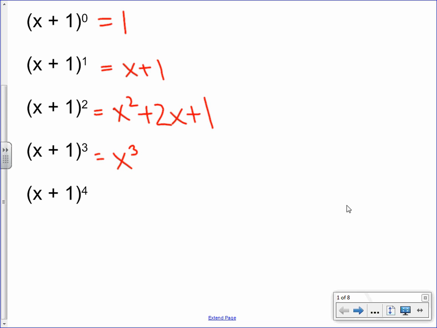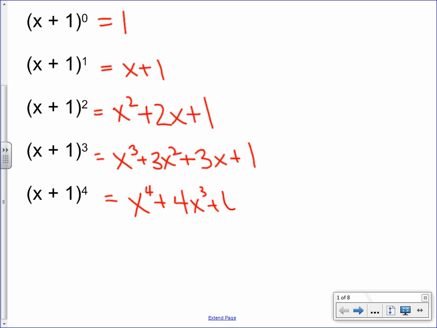X to the third plus 3x squared plus 3x plus 1. Someone from pod 6. X plus 1 the quantity to the fourth. X to the fourth plus 4x to the third plus 6x squared plus 4x plus 1. Excellent.